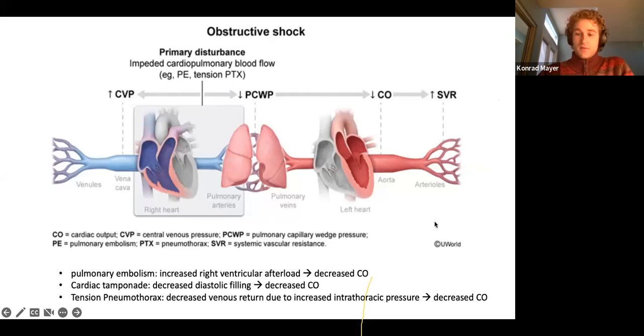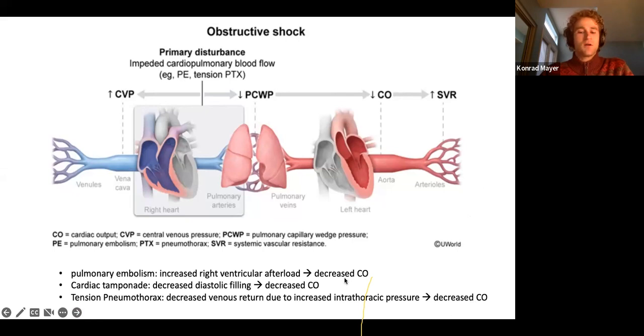So pulmonary embolism is the easiest example to understand obstructive shock, but there are other things that can cause obstructive shock. For example, cardiac tamponade. Cardiac tamponade can decrease the diastolic filling of the right heart, which in turn leads to decreased cardiac output. And tension pneumothorax can decrease venous return to the right heart due to increased intrathoracic pressure, which in turn leads to decreased cardiac output.